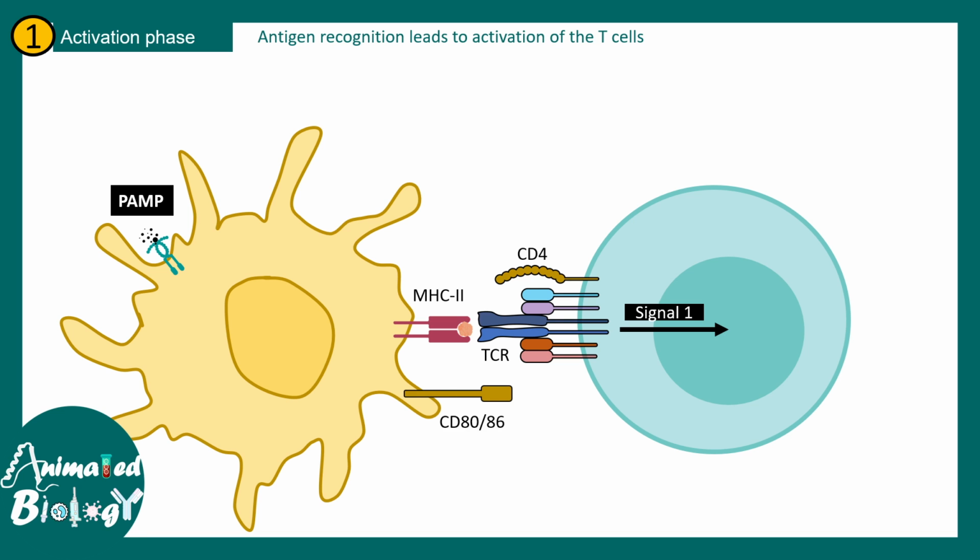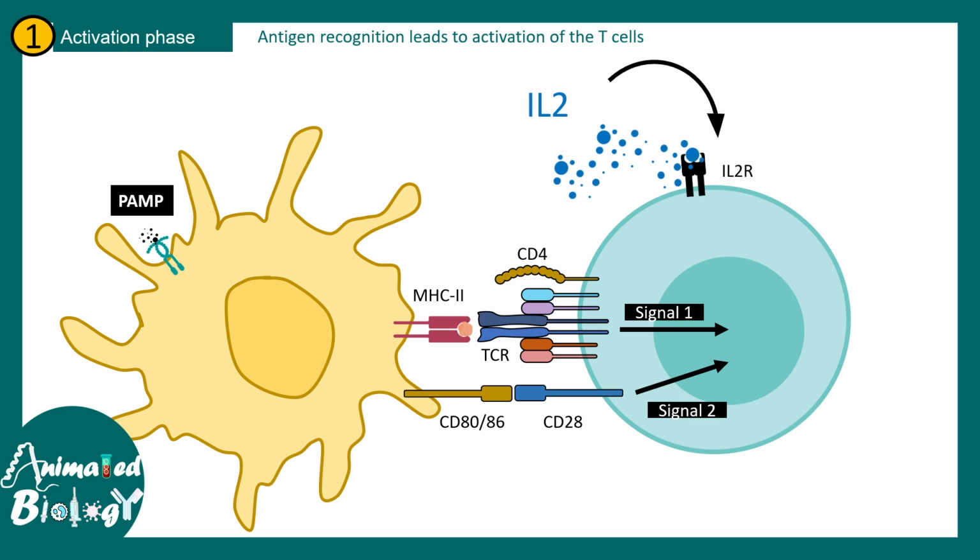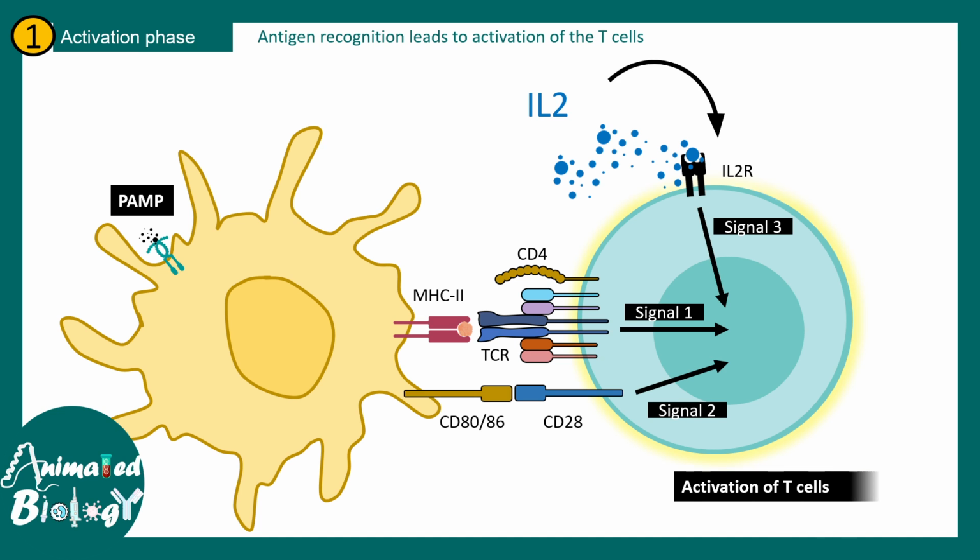The dendritic cell expresses a molecule known as CD80 and CD86, and the T cell expresses CD28. This specific interaction gives rise to signal 2 for activation. And the third signal for activation comes from the cytokines. In the context of T helper cells, IL-2 is the key cytokine that gives rise to signal 3. All these 3 signals lead to the activation of the T cell.